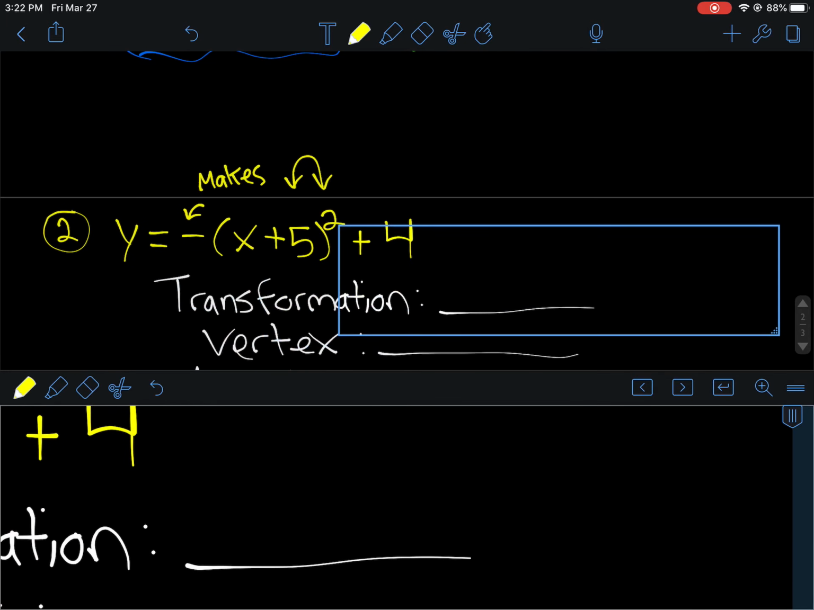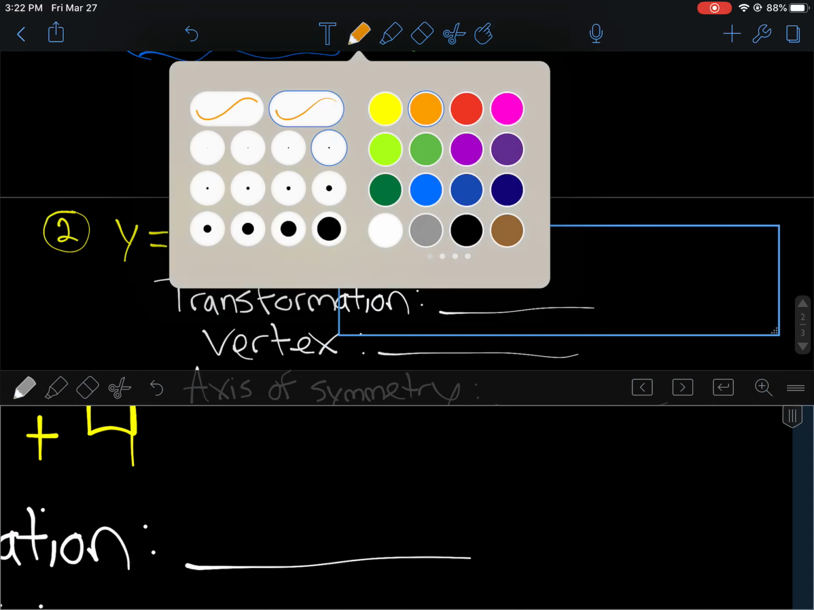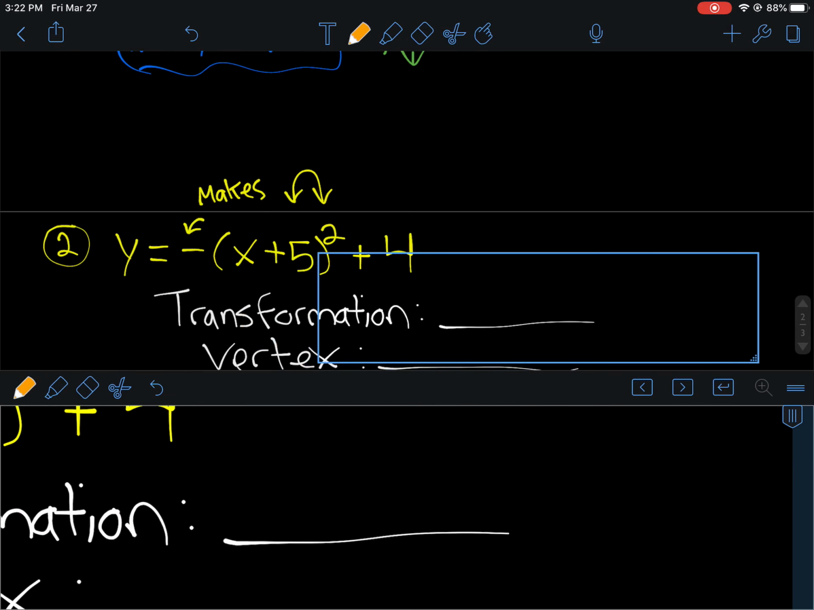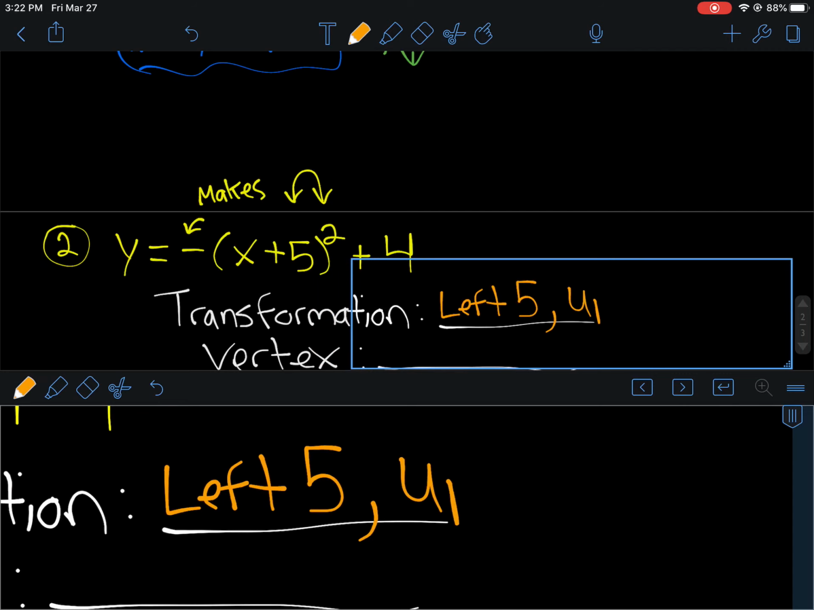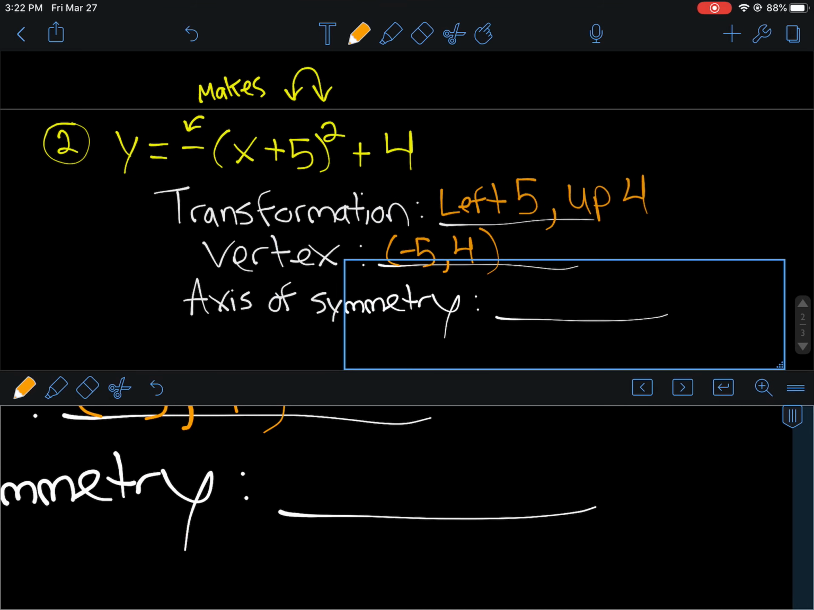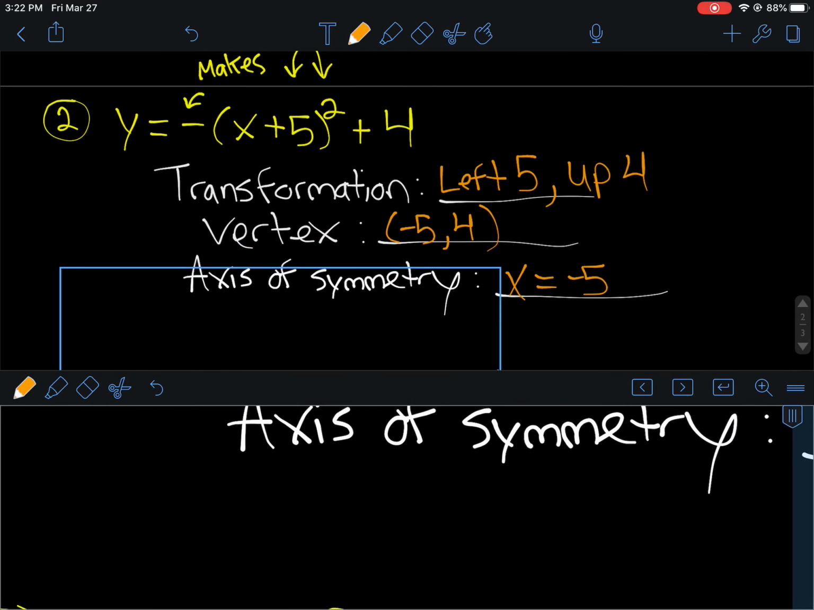So again, plus 5 is the opposite of what you think. Make sure I was right up there. Okay, it would be left 5 and then up 4. My vertex here will be the opposite of 5, which would be negative 5, comma 4. My axis of symmetry is the x of the vertex, which is negative 5. So that's number 2. Again, pause it if you need to.